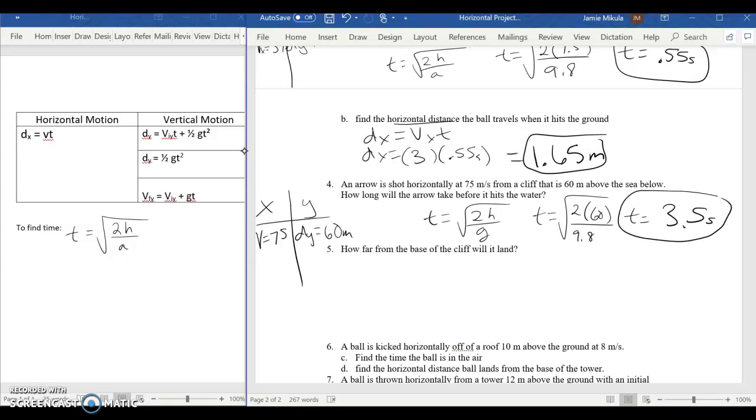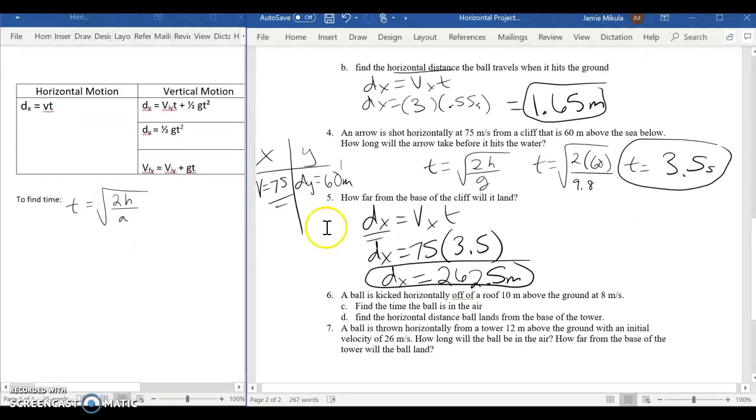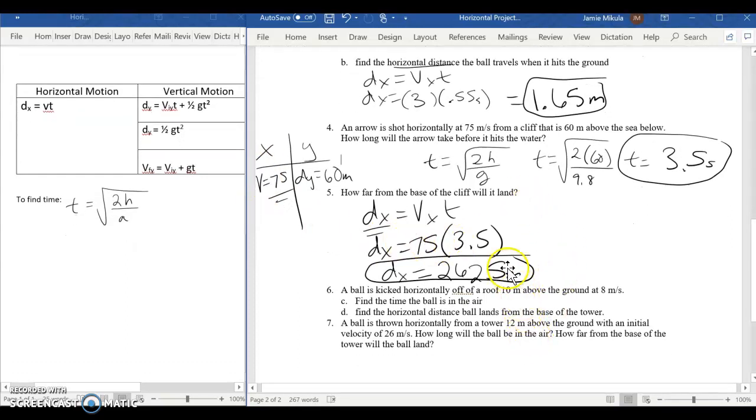Taking that information down here, we want to know how far from the base, so that's dx equals vx times t. We don't know dx. vx from up here was 75, t is 3.5. So 75 times 3.5 is dx equals 262.5 meters.